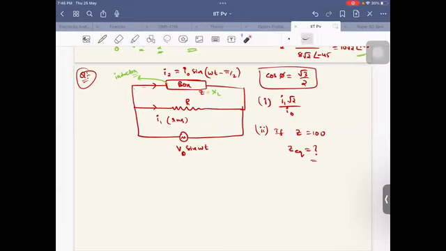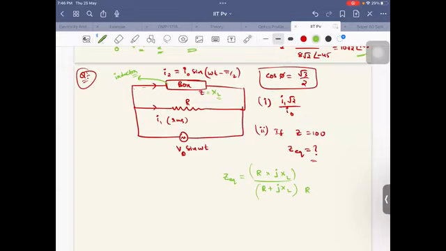Clear? Now how are these two connected? These two are in parallel. So what is the formula for Z equivalent? From Z equivalent only you can get the power factor. Z equivalent is nothing but Z1 Z2 by Z1 plus Z2, so R into jXL by R plus jXL. You can convert this like a normal, simple complex number.